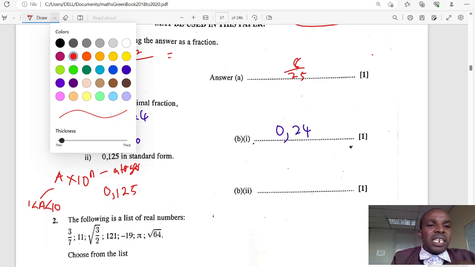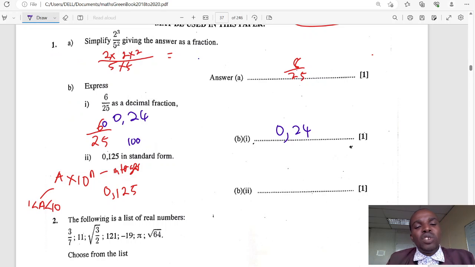For this number to be between 1 and 10, your decimal point is supposed to be between 1 and 2. So you write your answer as 1.25. Then you say times 10 to the power n, which represents the number of digits your decimal point has jumped. In this case, your decimal point was between 0 and 1, and it's now between 1 and 2, so there's only 1 digit.